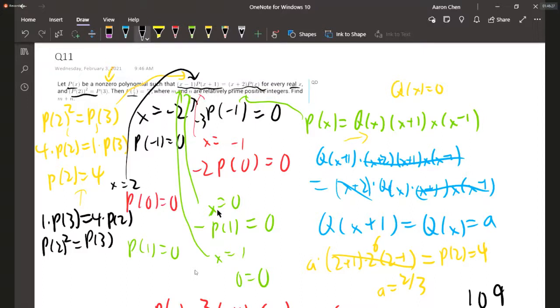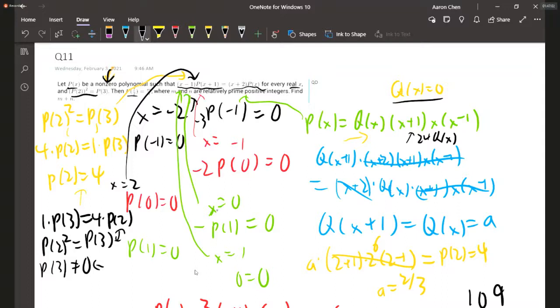And now you can divide these equations because you're guaranteed that p of 3 is not equal to 0. Because if it were equal to 0, if you plug in x equals 3 into here, you get that this is 24 q of x, and the only way this is equal to 0 is if q of x is equal to 0. But you're given that p of x is a non-zero polynomial. So q of x cannot be 0. So p of 3 cannot be 0.